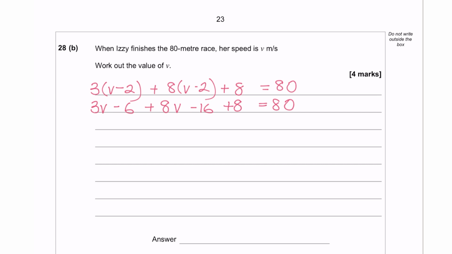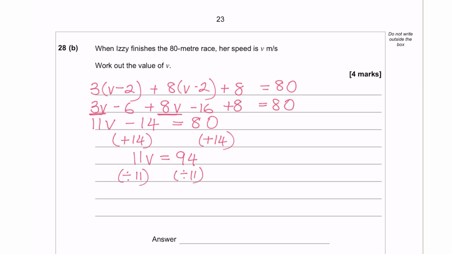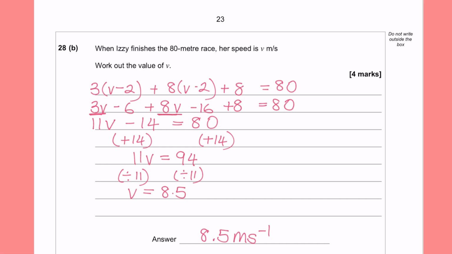We get 8v and 3v, we put those together, so 11v. Then we've got minus 6, minus 16, plus 8, which leaves us with minus 14, equals 80. I'm going to add 14 on both sides, so we get 11v equals 94. Divide both sides by 11, and we get v equals 8.5. And it's a velocity, so it's meters per second.